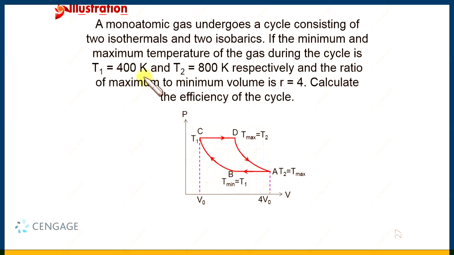Minimum temperature is 400 Kelvin, that means this process should have the temperature 400 Kelvin and this process should have the temperature 800 Kelvin. The ratio of the maximum to minimum volume is 4, that means if this point has the minimum volume V naught, the maximum volume corresponding to point A should be equal to 4 V naught. And here we need to calculate the efficiency of the cycle.